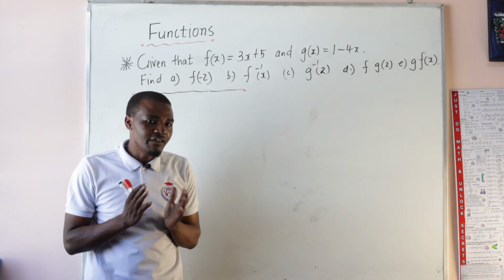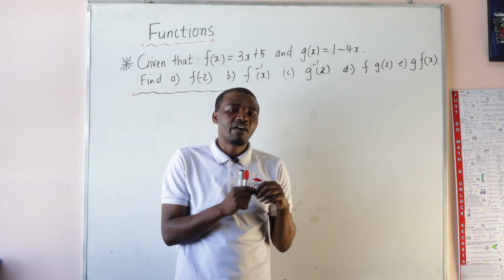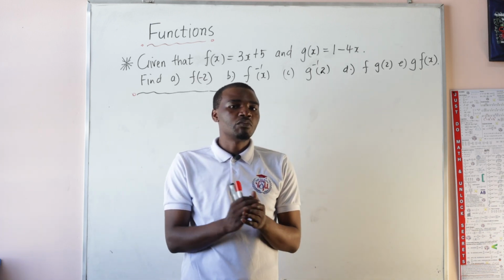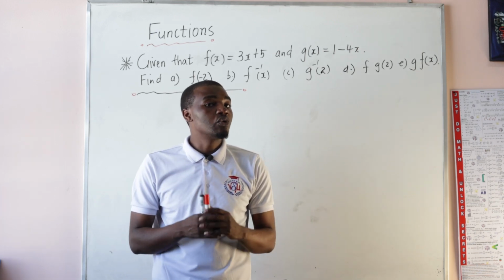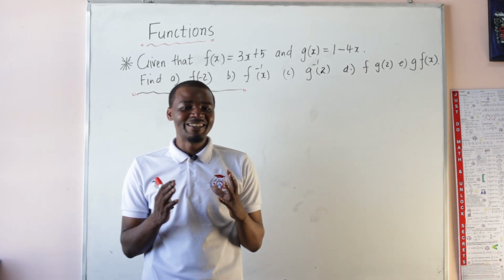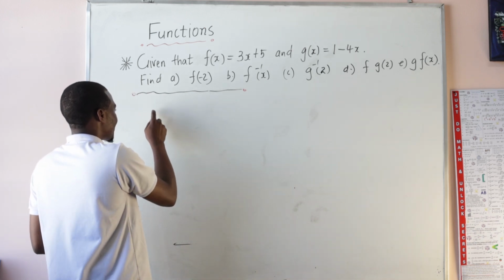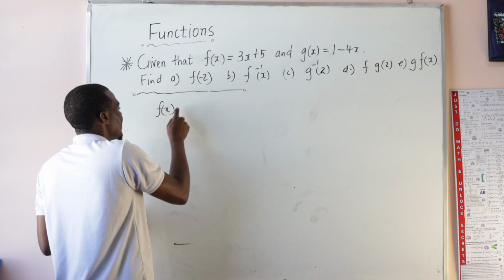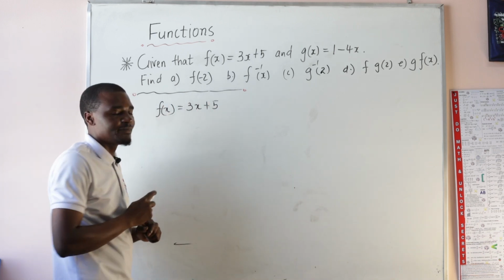So by the end of this example, you must be able to find f of a certain value if that function is given. You must also be able to calculate the inverse of a given function. You must also be able to work with composite functions. Okay, so let's start. So the first one here, they said f(x) is equivalent to 3x plus 5.